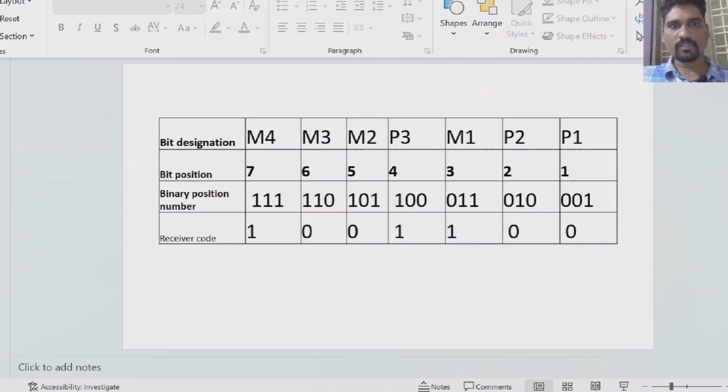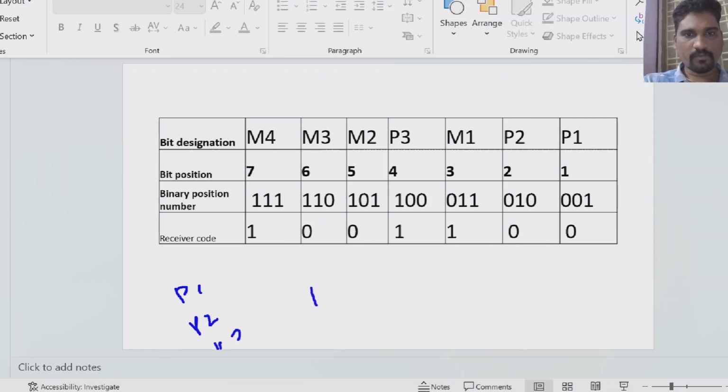Now what we have to do is find the P1 value, P2 value, P3 value, and finally the P4 value. First, we will find the P1 value. So what is the P1 value we need to find out?